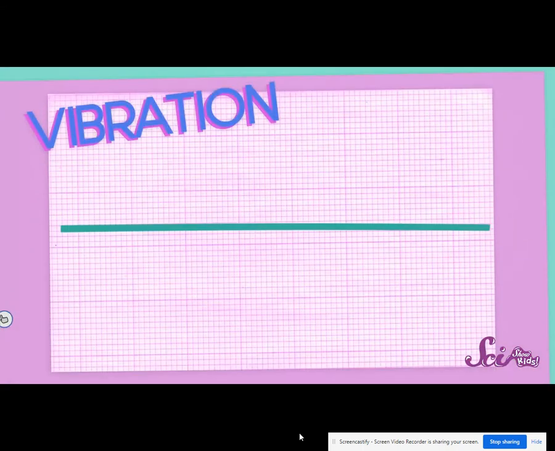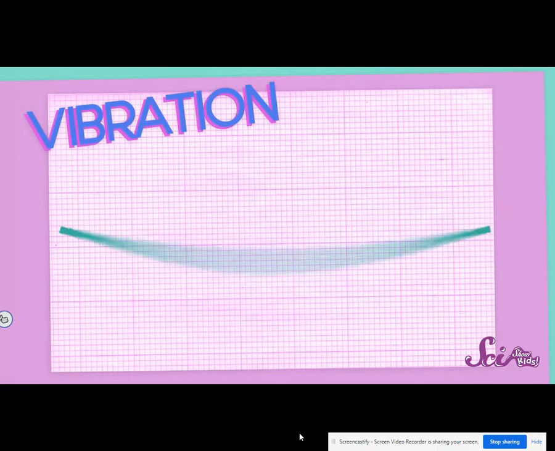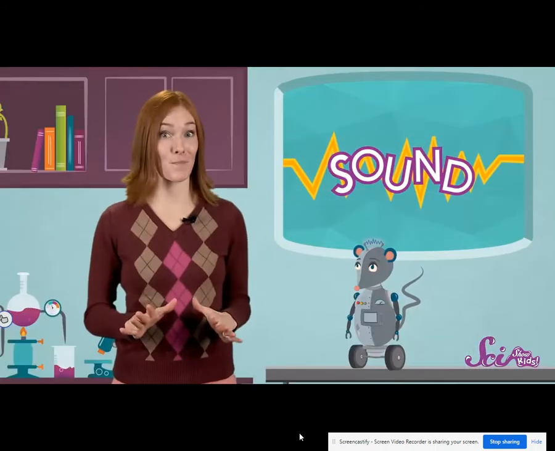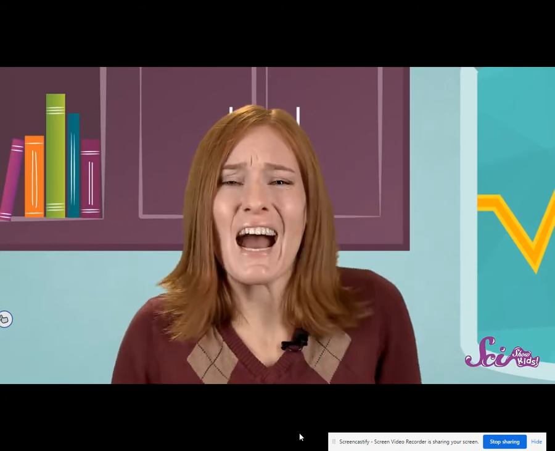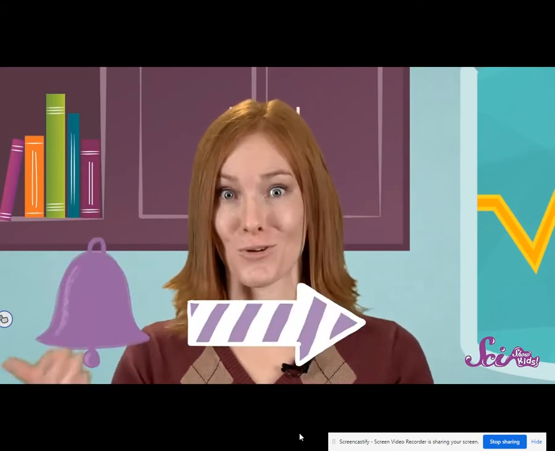When something vibrates, it moves back and forth really fast. So fast, in fact, that our eyes often can't see it moving. But other parts of our body can sense vibrations. And I bet you know what parts those are. That's right, our ears. So how does sound get from, say, a bell to our ears?